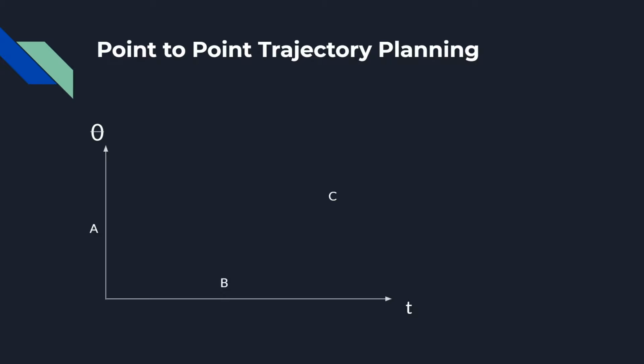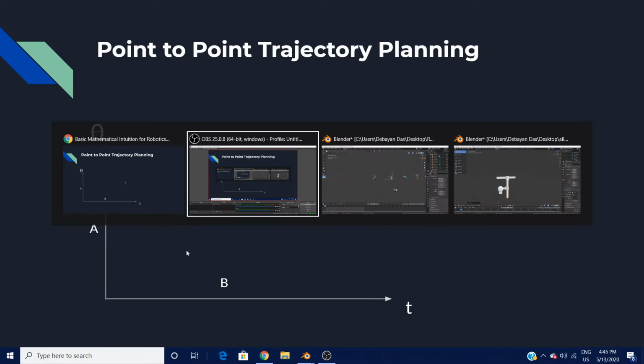Point-to-point trajectory planning is the first thing that we have to do. Okay, before we get into point-to-point trajectory planning, let's actually take up an example of this, right?